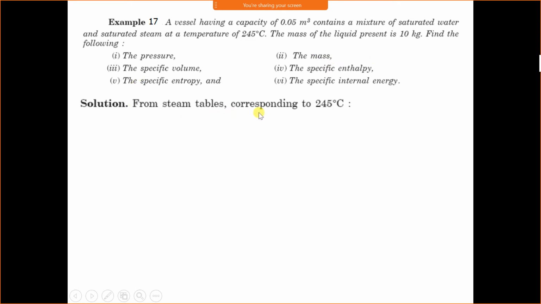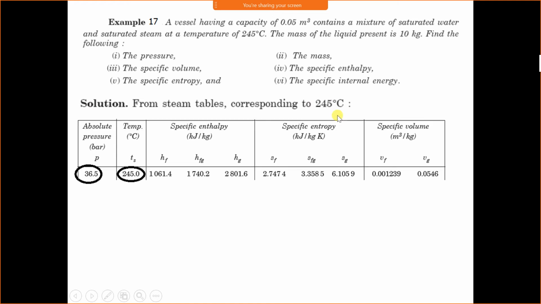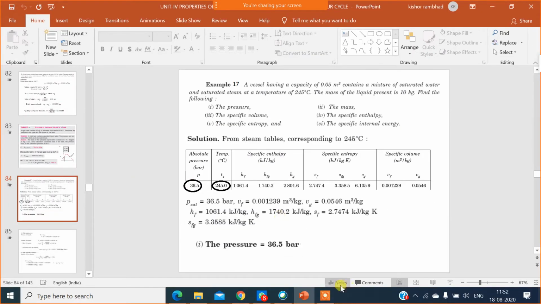From the steam table corresponding to 245 degrees Celsius. Look at here. It is a wet steam. Therefore, either pressure or temperature should be given, and in this problem, temperature is given. Therefore, we will check the properties at this temperature, 245 degrees Celsius. Now, from the steam table at 245 degrees Celsius. Look at here. In this problem, 245 degrees Celsius is given, and table 1 of steam table is given up to 100 degrees Celsius. Therefore, I have taken this snap from table number 2.